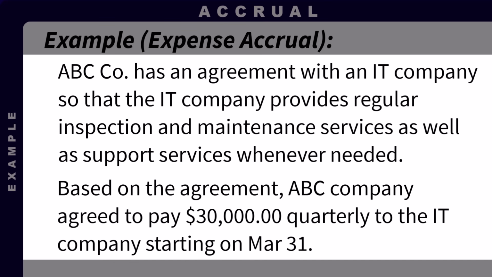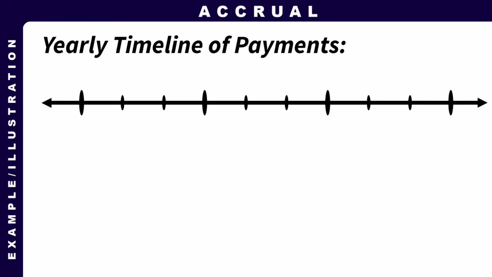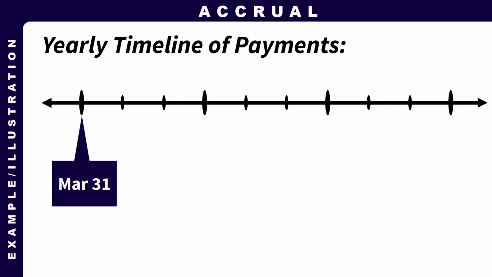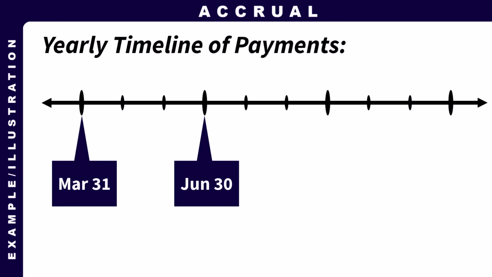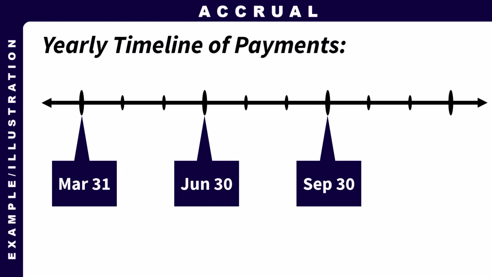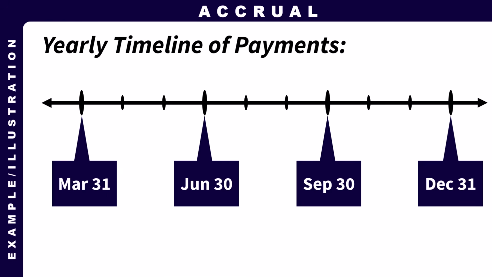Now, from this information, we know exactly the dates when ABC company pays the quarterly payment to the IT company. So, if we draw a yearly timeline and locate the dates of payments, it looks something like this. The dates of payments when ABC company will pay for IT services are March 31st, and after 3 months, June 30th, and after another 3 months, September 30th, and the next one on December 31st.